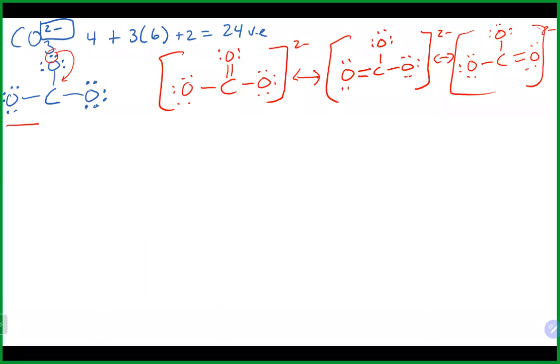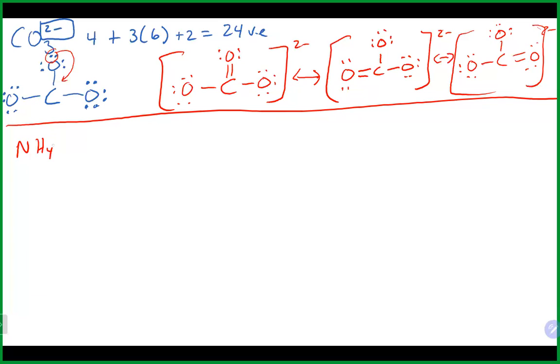All right, next one was NH4 plus, I believe. So in this case, nitrogen is group 5. There are 4 hydrogens at 1 each. And now with the plus, what should I do? Add or subtract? Yeah, plus means it lost electrons. So we do need to subtract 1 from our total here. And that's going to give us 8 valence electrons.